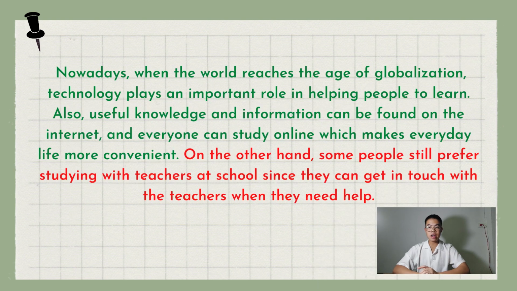Starting from the first paragraph, I give a brief information on what the context is in this topic. Technology plays an important role in helping people to learn. Also, useful knowledge and information can be found on the internet, and everyone can study online, which makes everyday learning more convenient. On the other hand, some people still prefer studying with teachers at school since they can get in touch with the teachers when they need help. From this passage, I show both views of what people think about using technology in studying and studying at school.